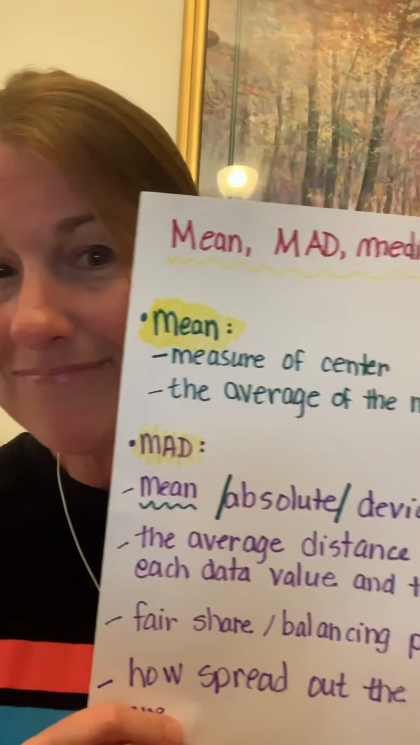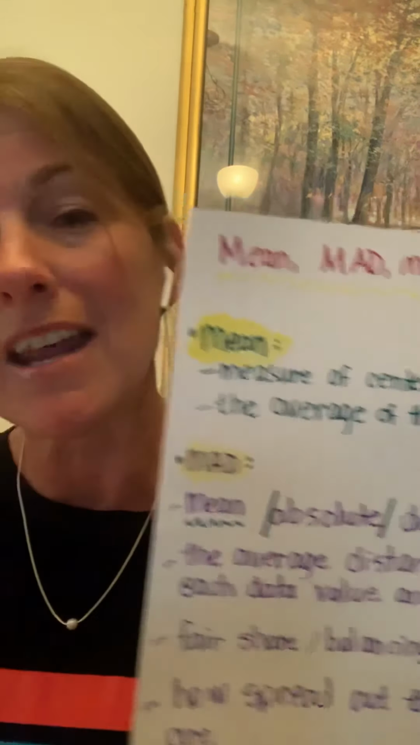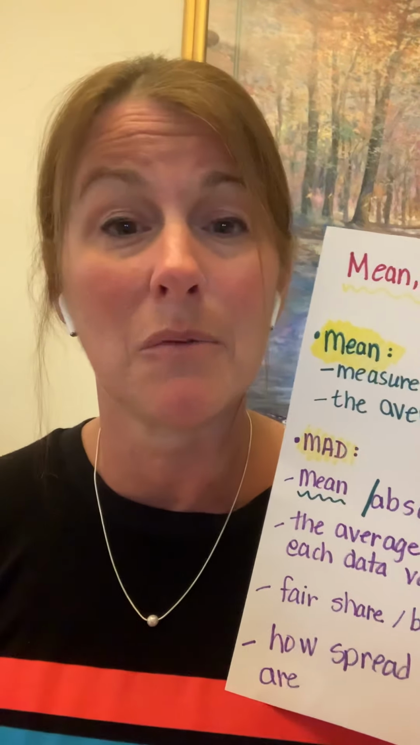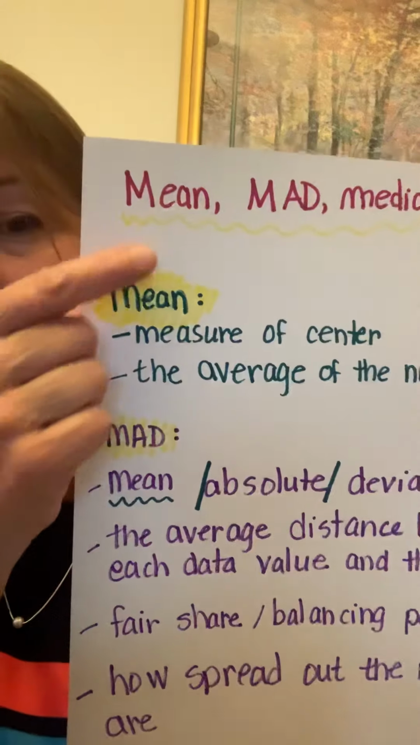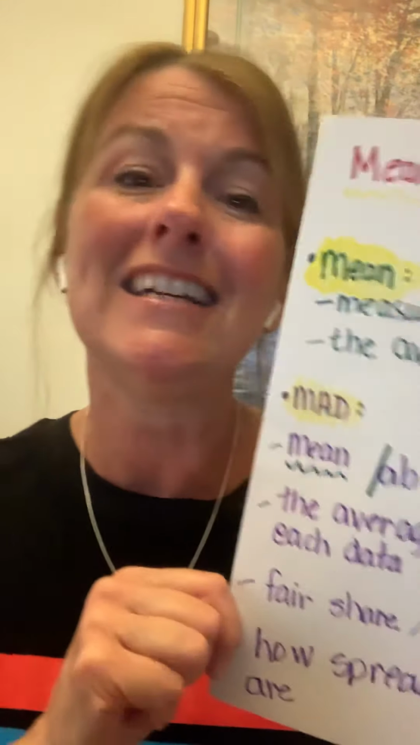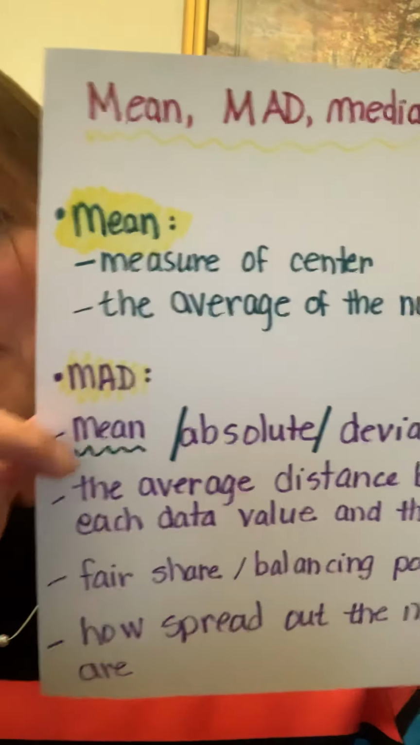The first ones we have are mean, MAD, median, and dot plots, and I threw in a couple extra. I threw in mode, outlier, and range, because those are all ones that we need to review. So let's look at the first one. This is going to be our big word this week, mean. And it's really cool because you guys know how to find the mean. You got like 4 out of 4s on your exit tickets with the mean. So I was super excited about this lesson.